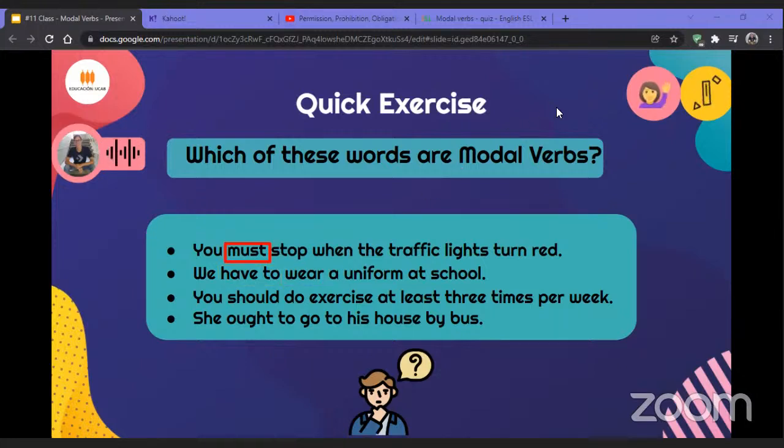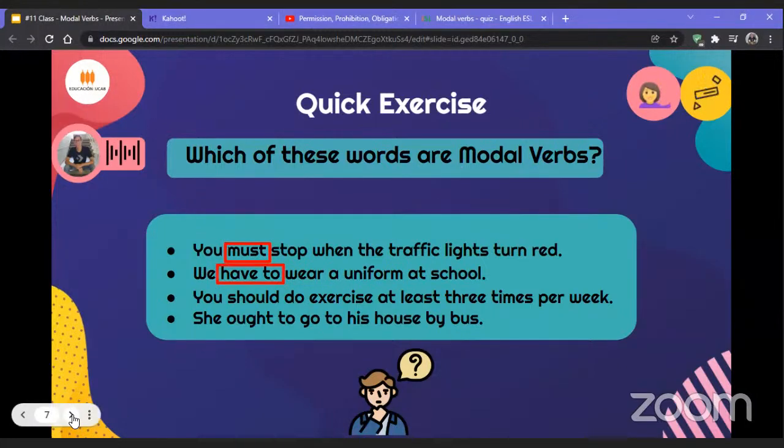Now, great job identifying the modal one. Let's go with Reinaldo and the third one. Okay, you should do exercise at least 3 times per week. And the modal is should. Yeah, I must also. Great exercise, Reinaldo.